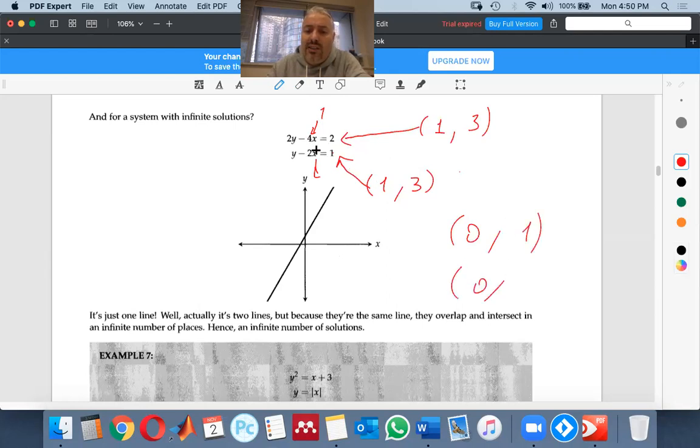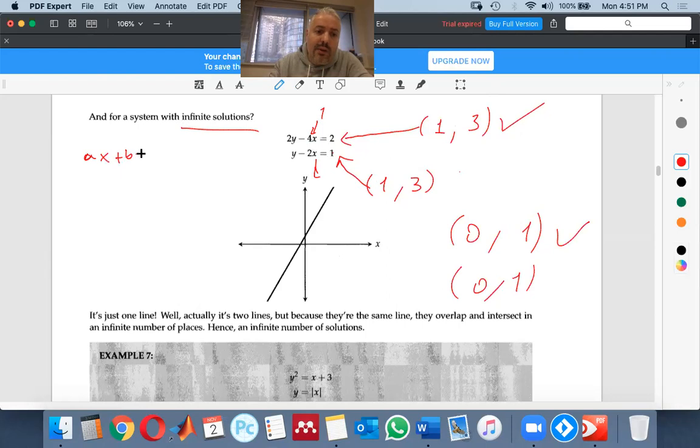When x is 0 in the second one, what is y? 1. You see that 0, 1 is also a solution. If you take any other point, it will also be a solution. So it's clear that there are infinitely many solutions. But the easy case is this.